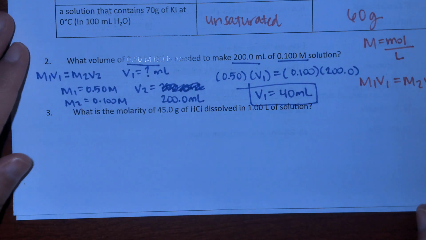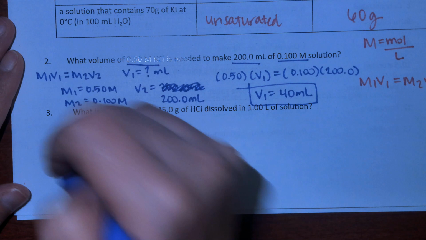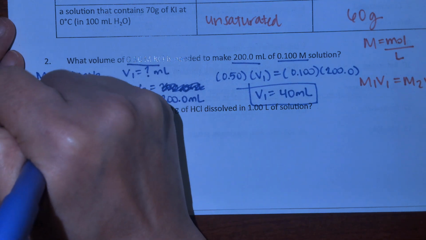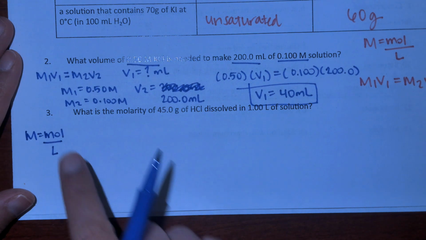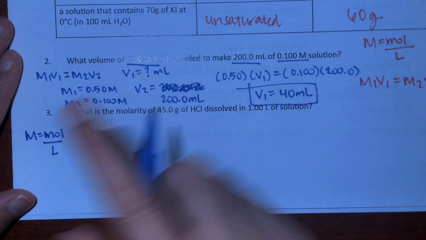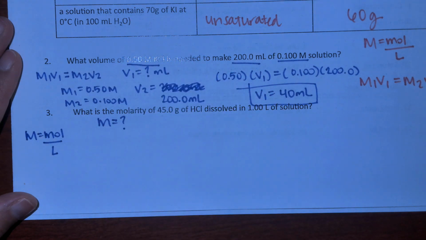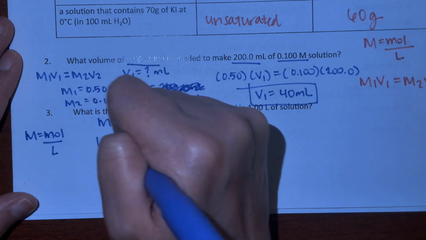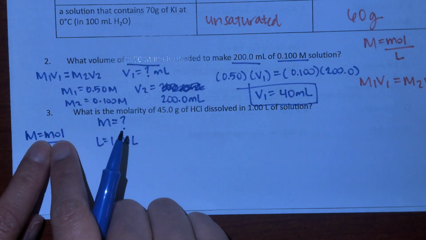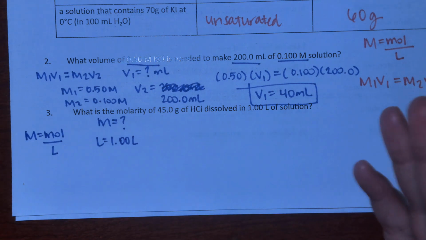Alright, so number 3. What is the molarity of 45 grams of HCl dissolved in 1 liter of solution? So, like I said, you're going to use your molarity equation, and we have to find the M. So the molarity is big M, that's question mark. And then we have the liters. So my liters is literally just 1. But do we have moles, though? We are given grams. So how do we find moles again if we have grams?